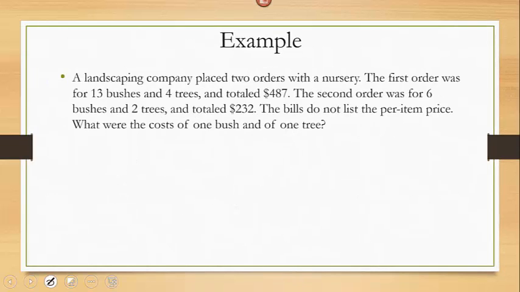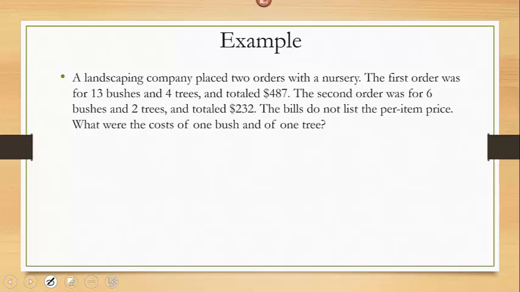Next. A landscaping company placed 2 orders with a nursery. The first order was for 13 bushes and 4 trees, which totaled $487. The second order was for 6 bushes and 2 trees, and totaled $232. The bills do not list the per item price. What were the costs of 1 bush and 1 tree?